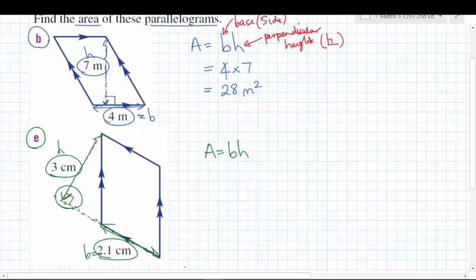And so I end up with the area equal to my base 2.1 times my perpendicular height, which is 3. If I multiply that out, that will be 6.3. Then I need to think of my units: centimeters times centimeters gives me centimeters squared. And so that's my answer for the area of this parallelogram.